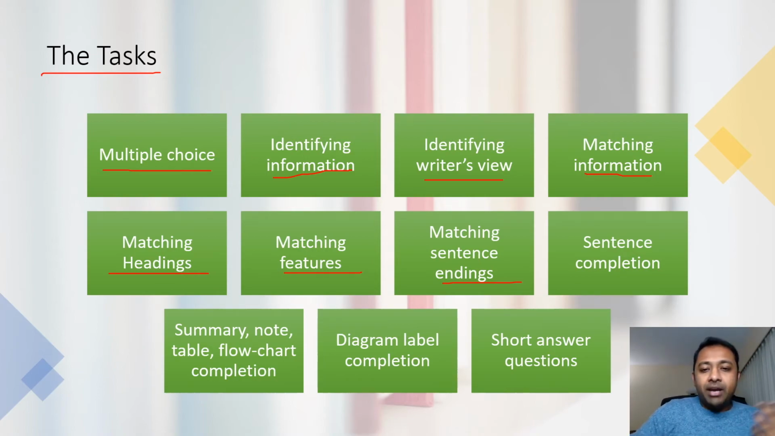You could also have matching features, matching sentence endings. You could have sentence completion, like filling the blanks. You could have a summary or a note completion, a flowchart completion, and you could also have diagram label completion. You could also have a short answer. So you're looking at a summary, which means a paragraph is paraphrased, and you just fill in the important words or the right words from the passage.